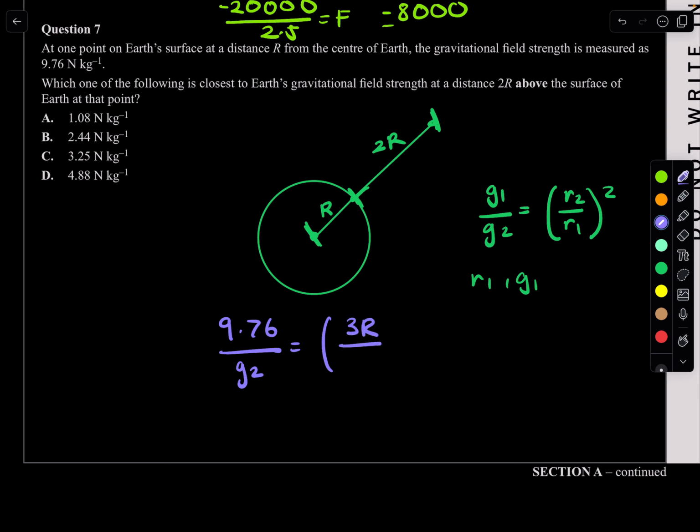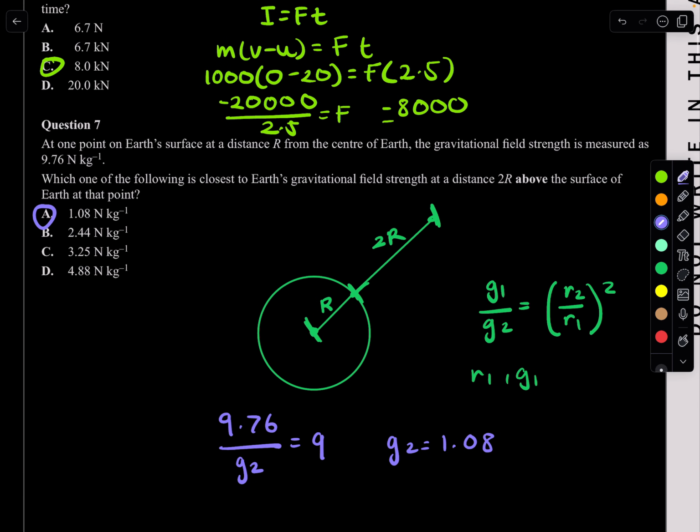And R1 is R. So yep. And so square them, which these cancel out. And 3 squared is 9. So take that out. 9. Hence G2 is just 9.76 divided by 9, which gives me 1.08, which looks like A is your answer.